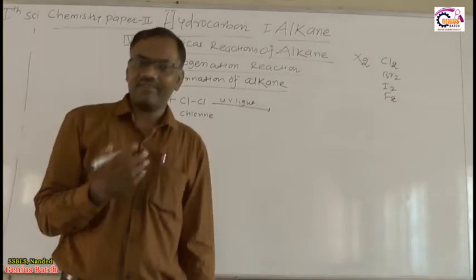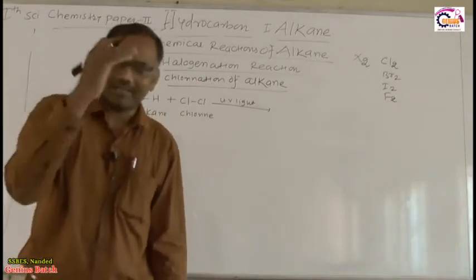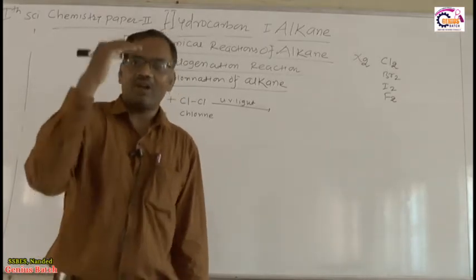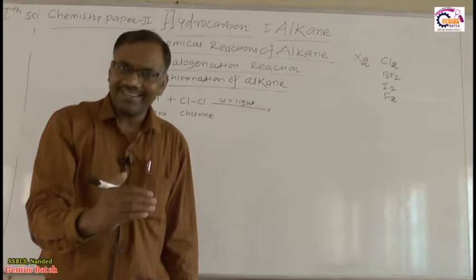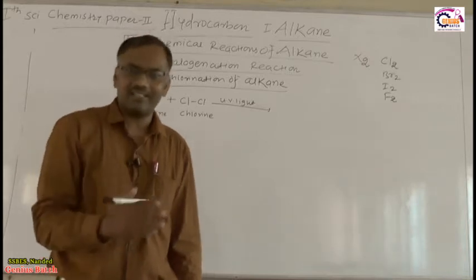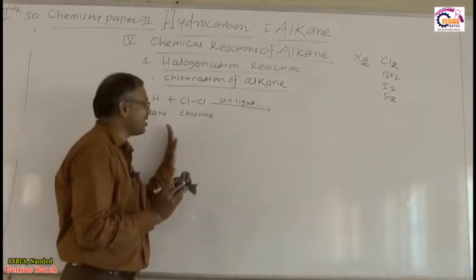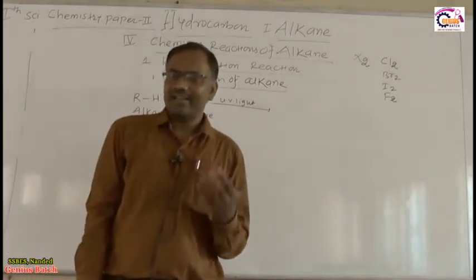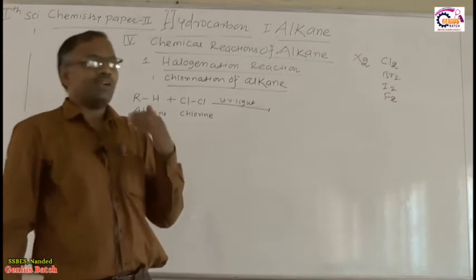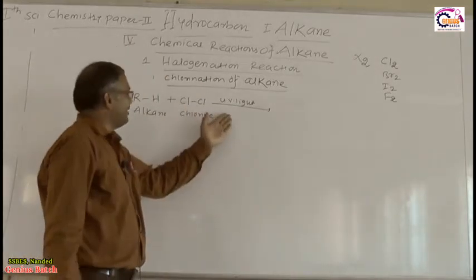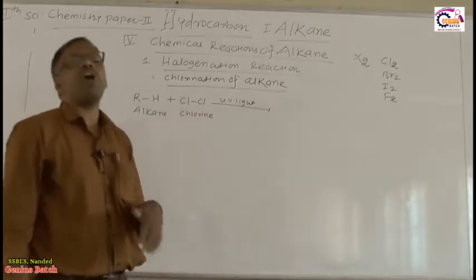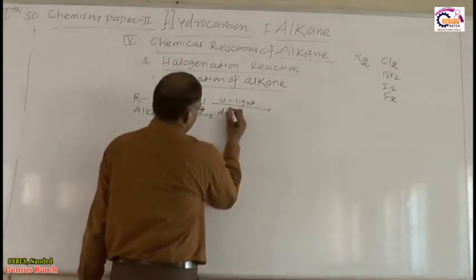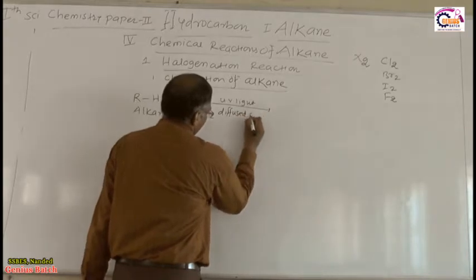So in the general reaction we have seen the suitable catalyst. What are the suitable catalysts? Ultraviolet light or diffused sunlight or AlCl3 catalyst. So these are the different catalysts. The suitable catalyst for chlorination of alkane is ultraviolet light. You know that ultraviolet light is the catalyst used in the chlorination, or diffused sunlight.